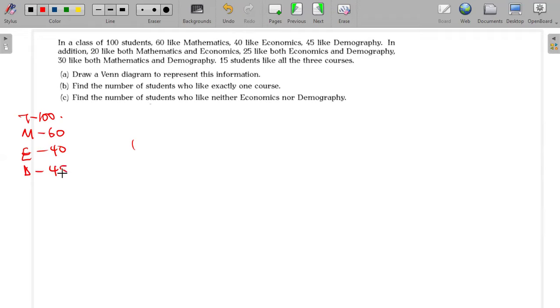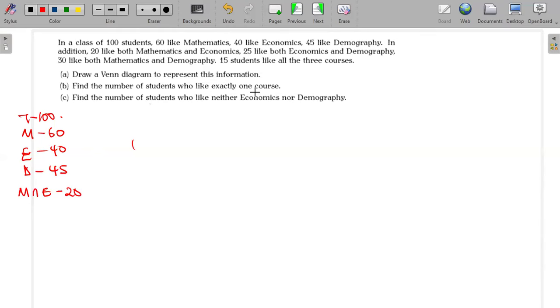Then in addition, they're telling us those that like both mathematics and economics. So M intersection E. So they like both. So M intersection E is just 20. So 20 like both mathematics and economics.